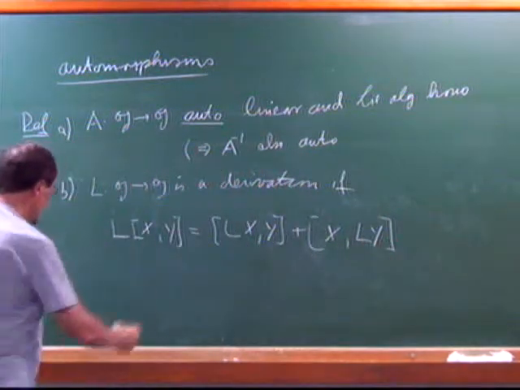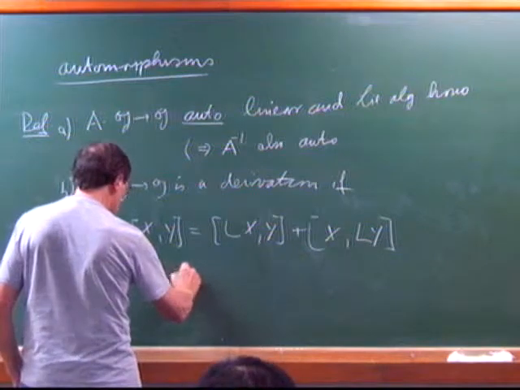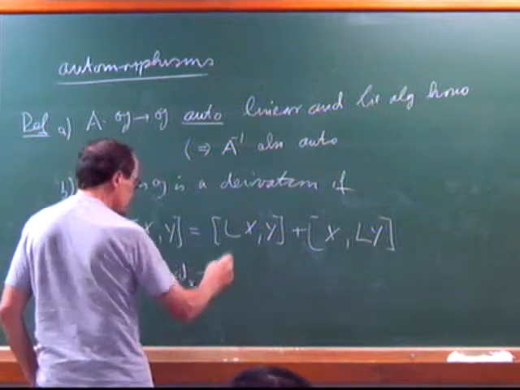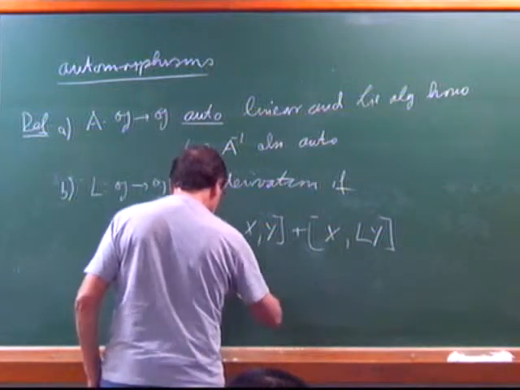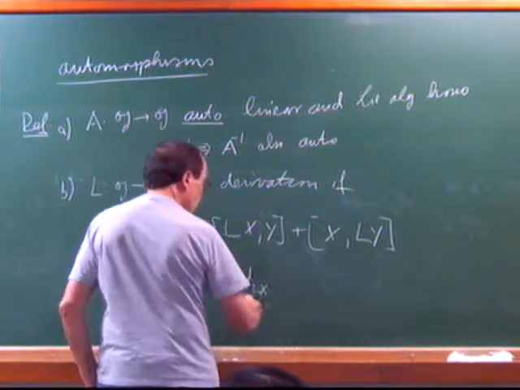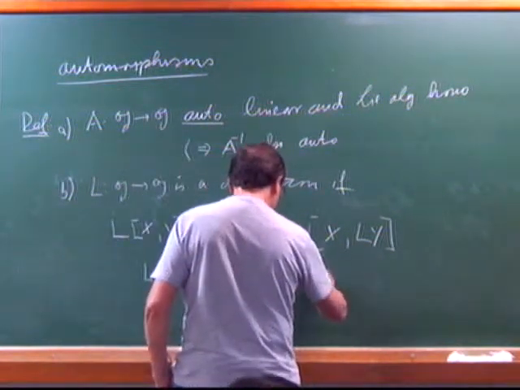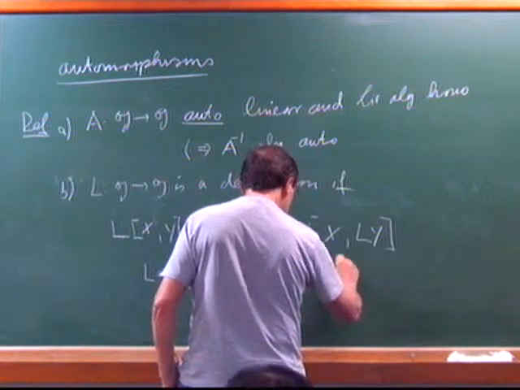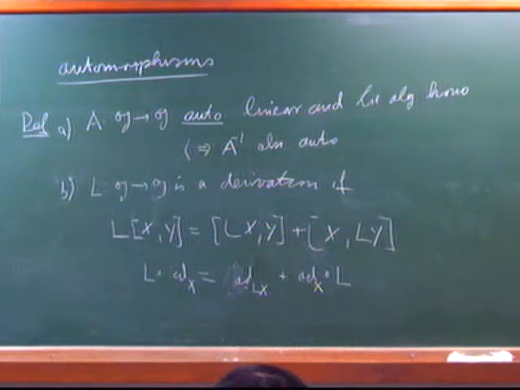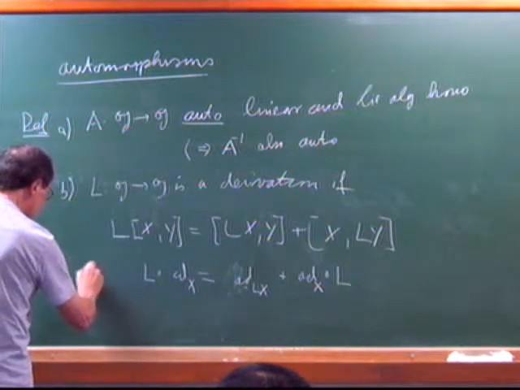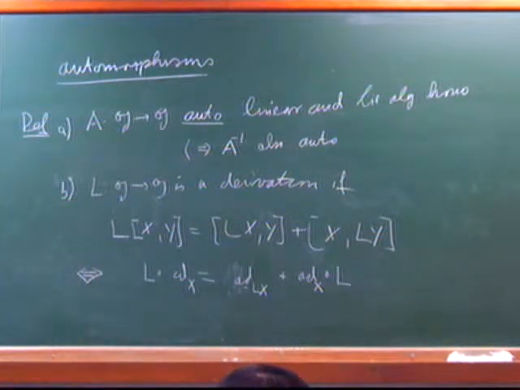Or if you want, you can also write it as, say, L composed with ad_x, that is ad_x composed with L, plus ad_x composed with L. Right. So that's equivalent, of course. So that's a derivation, that's an automorphism.